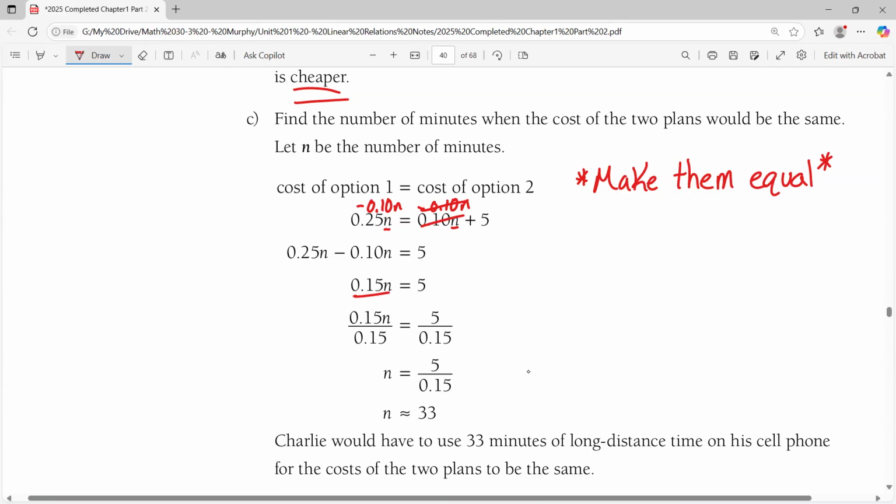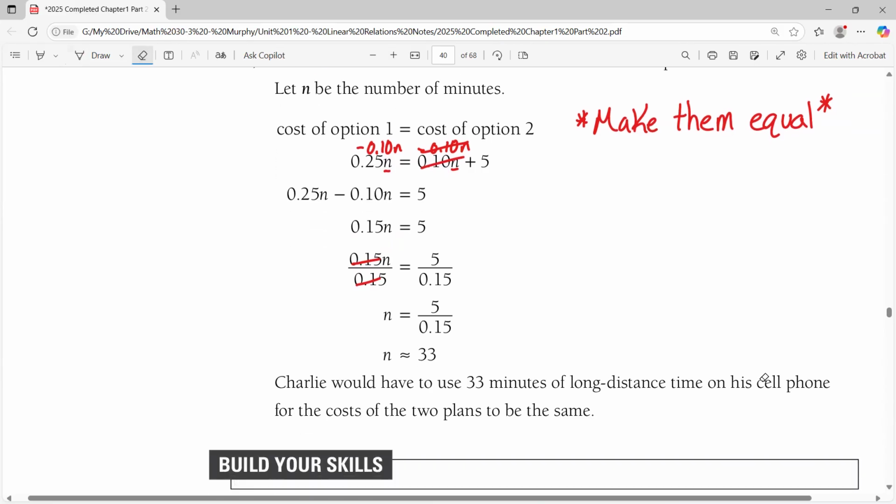Then from here, divide. That's what they did here as well. I guess I didn't have to show it. To get n all by itself, you end up with 33. So Charlie would have to use 33 minutes of long distance time on his cell phone, and that's the number of minutes that will make them the exact same in price. So that is lesson 10, part 1.